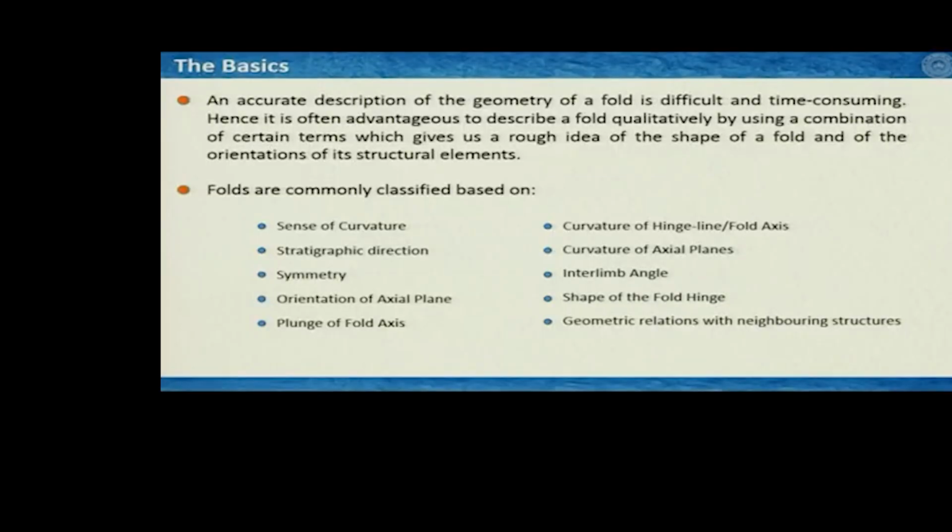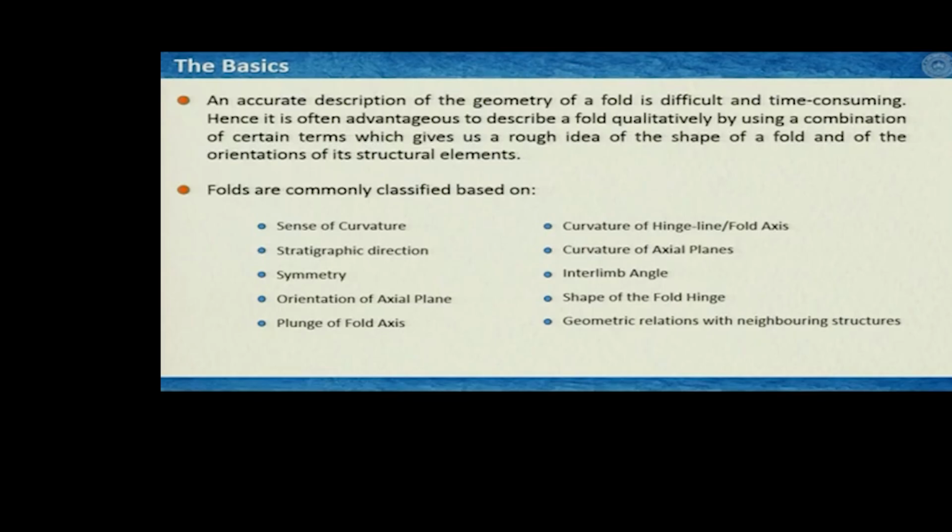So folds are commonly classified based on a series of parameters, and here I listed a few which I will cover in this lecture. These include the sense of curvature of the fold or form surface of the fold. Then stratigraphic direction, that is, whether the fold core is representing younger layers or older layers. Then folds also have symmetry because it is some sort of sinuous shape, so we will test whether the fold is symmetric or asymmetric. How the axial plane is oriented is also a parameter to classify the folds. Then the plunge of the fold axis, because the fold axis is a linear feature, so it must have a trend and plunge, and we take the plunge to classify the folds.